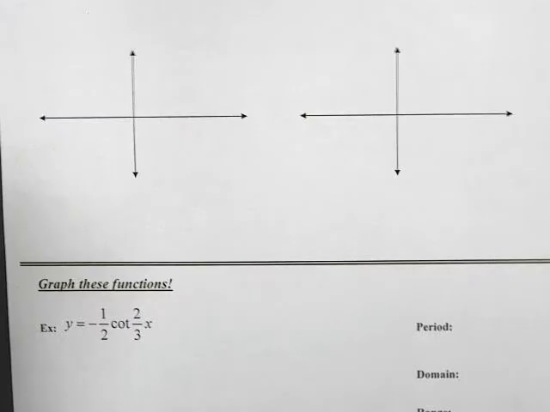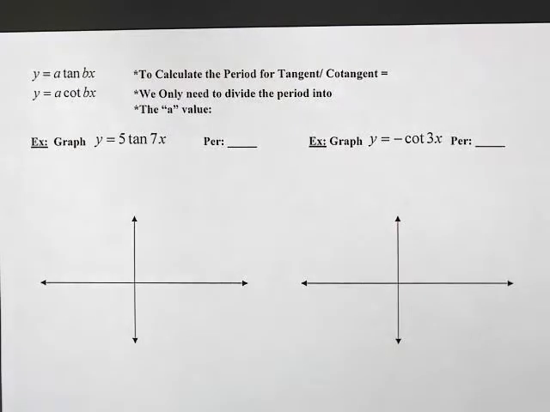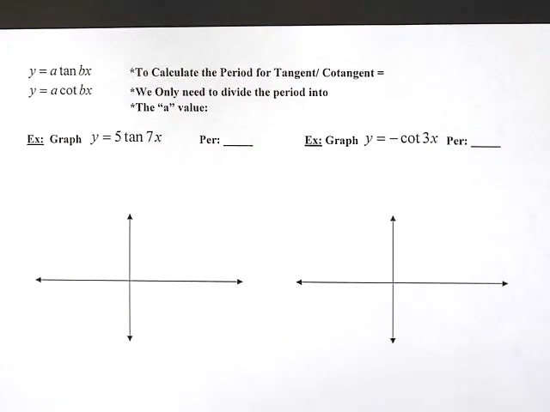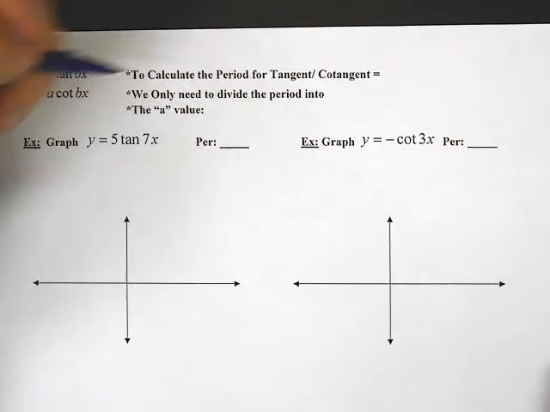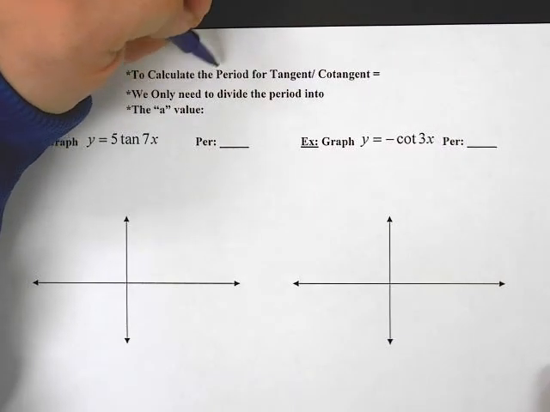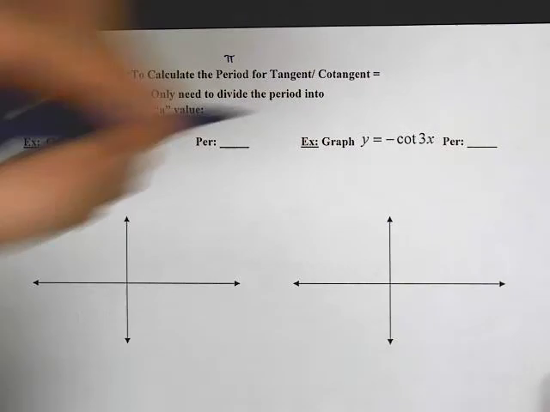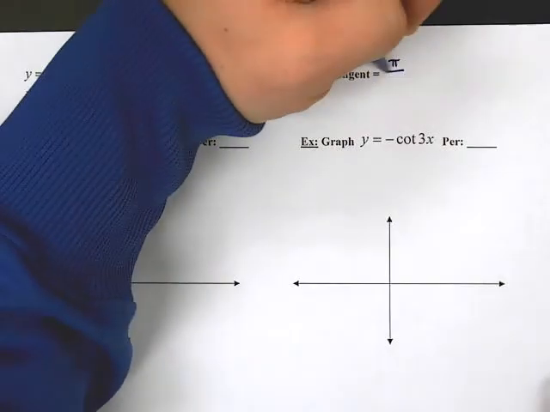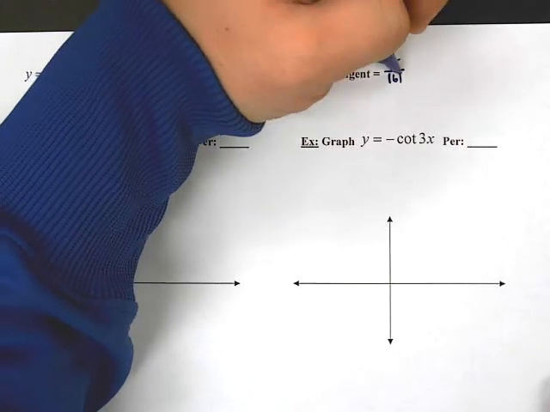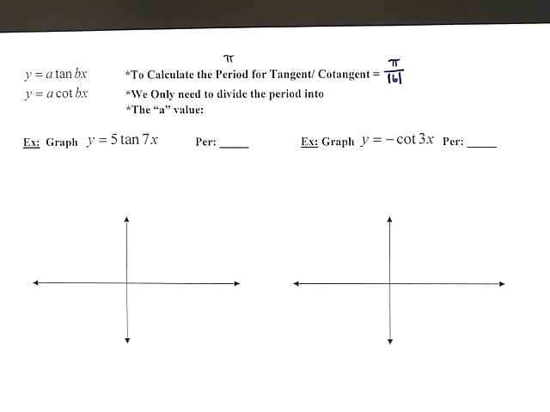So, we've already taken care of some of this stuff up at the top. To calculate the period for tangent cotangent, we know the normal period for tangent cotangent is pi. So, if we want the period, just like what we were doing with sine, cosine, secant, it's still pi over the absolute value of b. We're still going to divide that by b because b is still that horizontal shrink or stretch. The b value, that is.